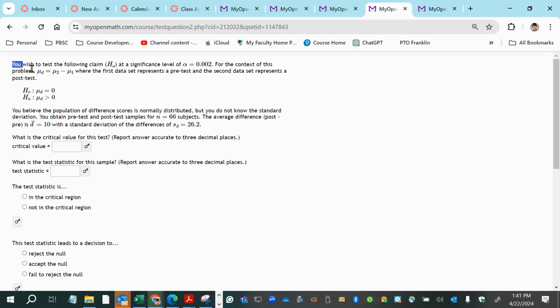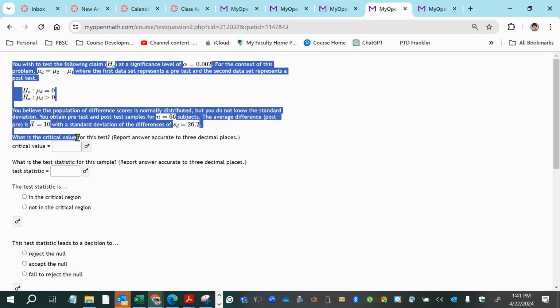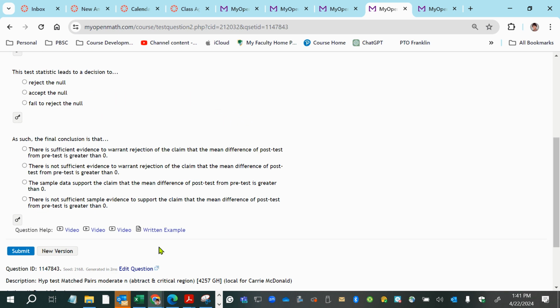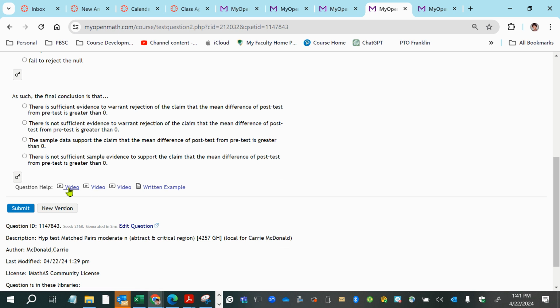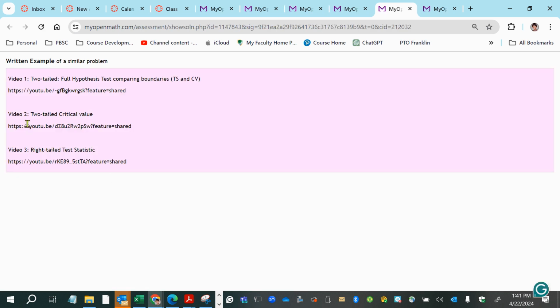In this problem, we are asked to find the critical value for a right-tailed matched pairs t-test. And I have gone through a full hypothesis test in another video. They're linked, hopefully, if not down here at the bottom, you might see a written example where there are some links to different videos you could look at for a few different scenarios.